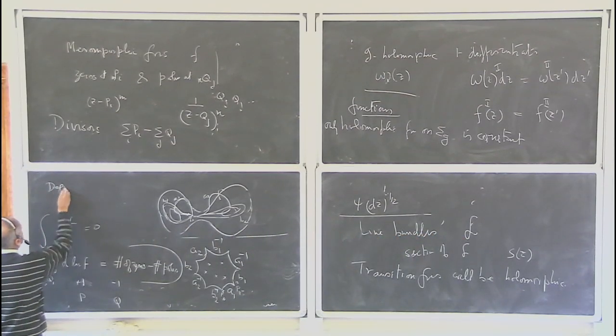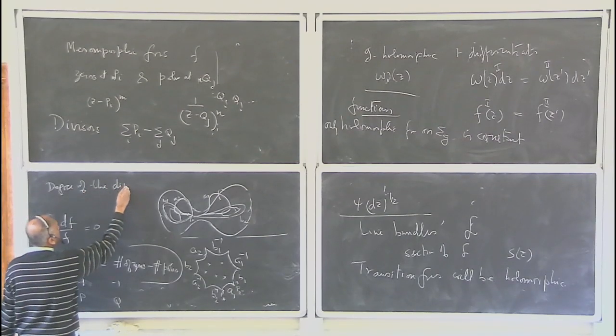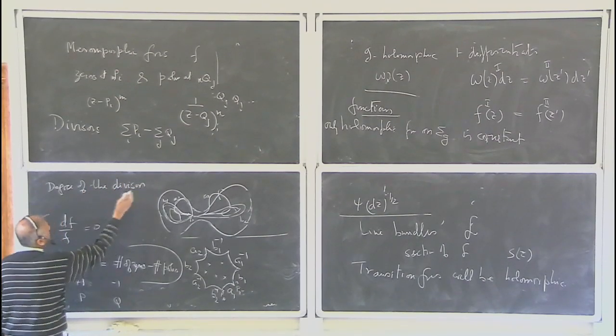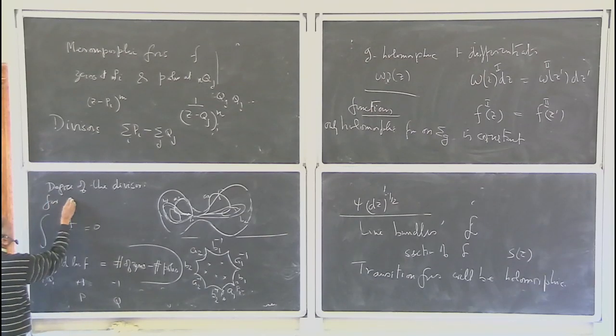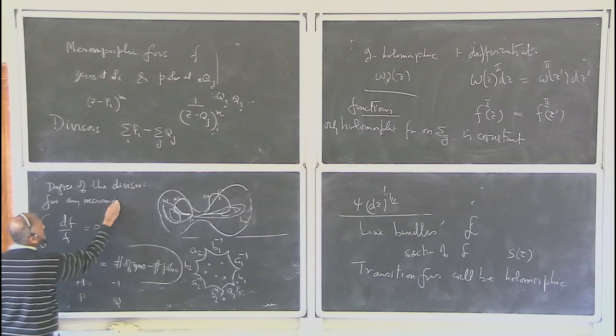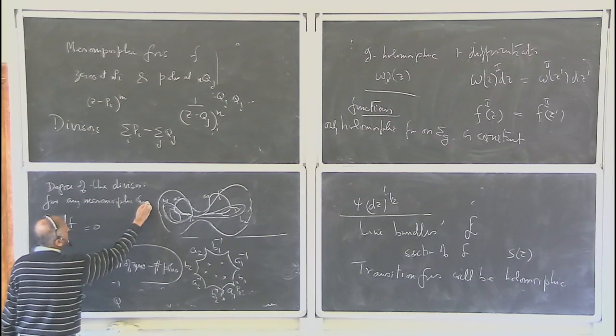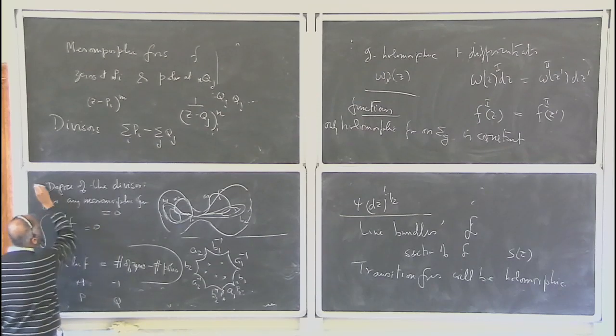So the degree of the divisor for any meromorphic function will be equal to 0.